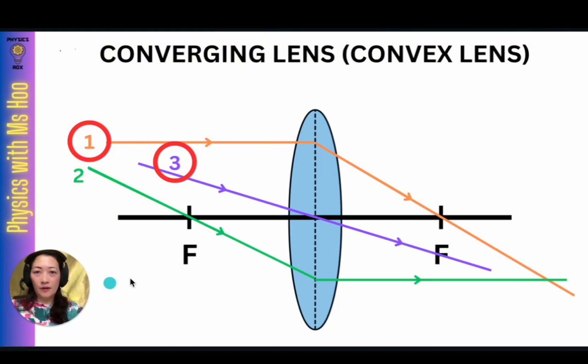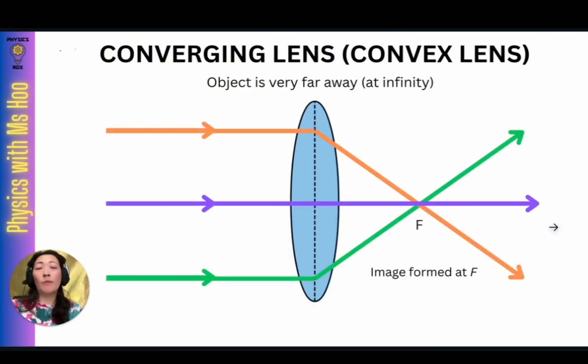So first of all, let's look at a situation where the object is placed very far away. So when we say the object is very far away, we normally say it's at infinity. Infinity in mathematics, yes, does mean a limitless number. But in the case of lenses, it just means that the distance of the object from the lens is so far away, instead of putting a number to it, we just say at infinity.